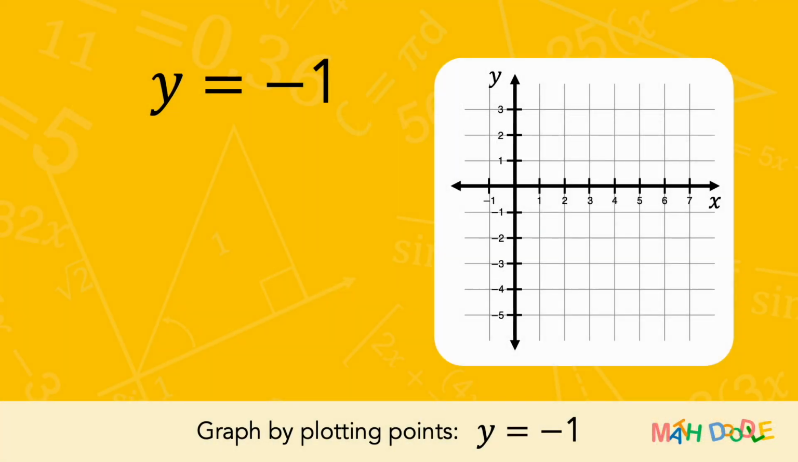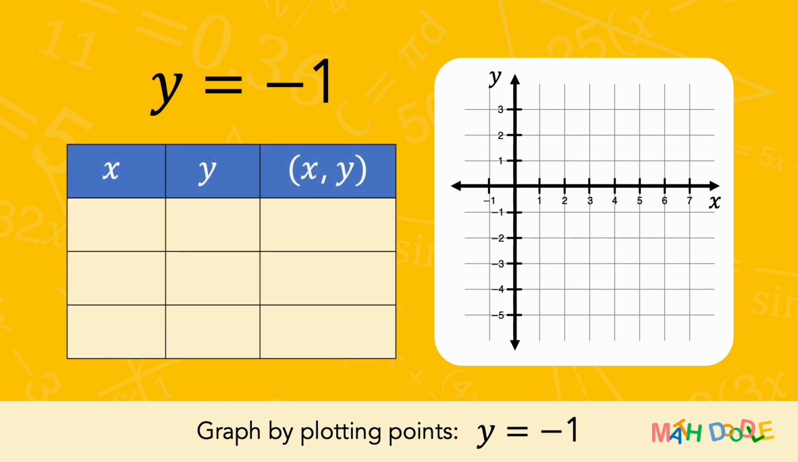To plot the equation of y equals -1, we are going to find several points that the line of the equation passes through. But as you can see, this equation has only one variable, which is y, and it does not have x. So, the equation tells us that y is always -1, no matter what the value of x is. For example, when x is 1, y is -1.